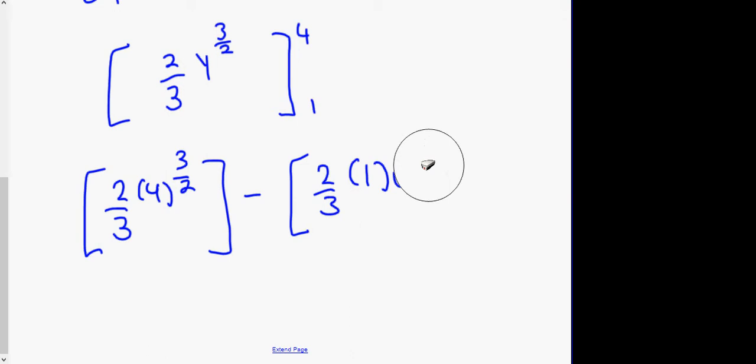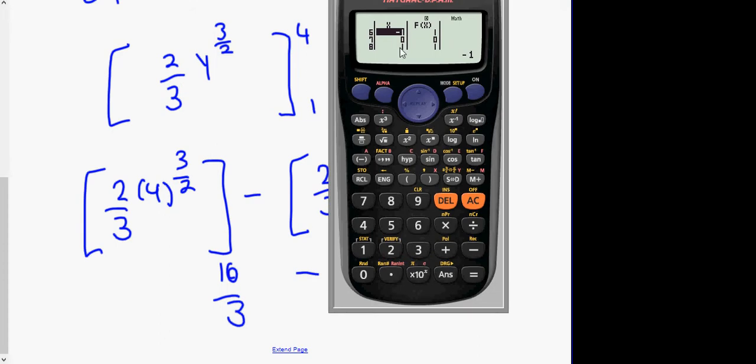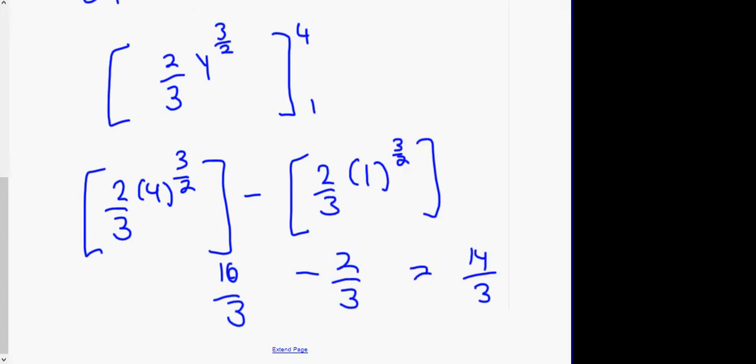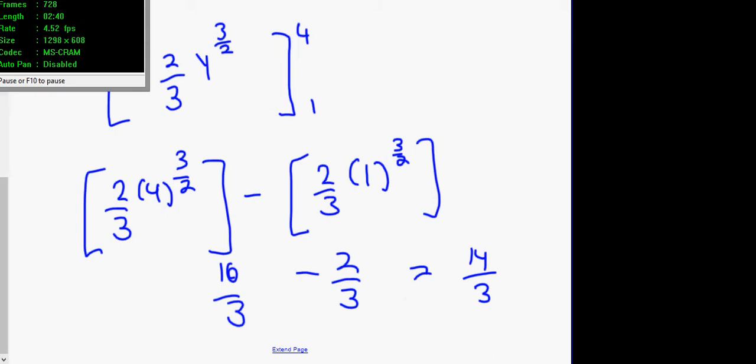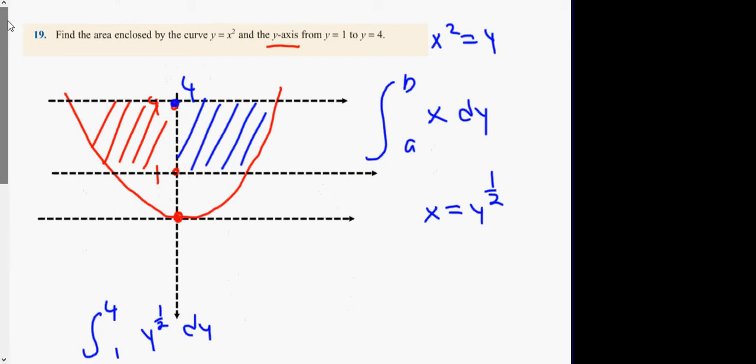Now, upon completion of this, I reckon the second one's going to be minus 2 over 3. I don't know what the first one is. I think the first one might be 16 over 3. And I think the full answer is 14 over 3. Was it? Change it into fractions for me, please. Yes. Answer there is 14 over 3. Okay.